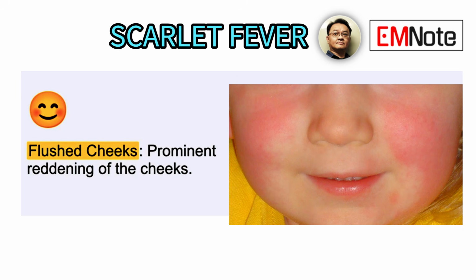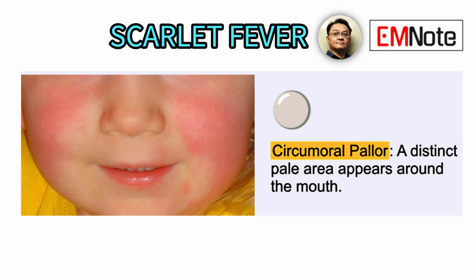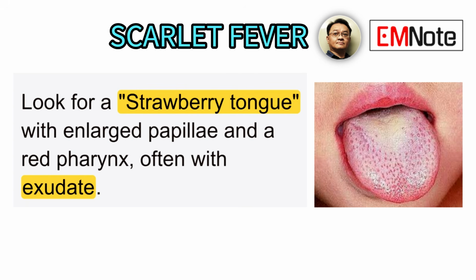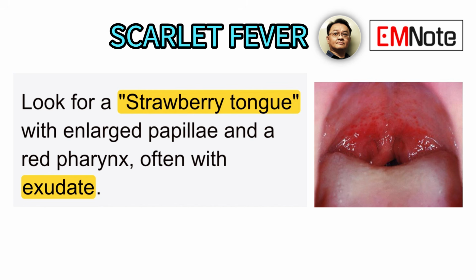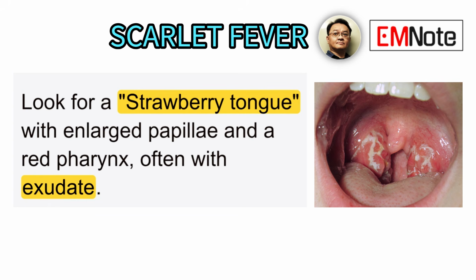When you look at the patient's face, there are 2 key signs to watch for. First, you'll see flushed red cheeks, but this contrasts with a very noticeable pale area right around the mouth. That's what we call circumoral pallor. And inside the mouth, the classic finding is the strawberry tongue. Initially, it might have a white coat, but that peels away to reveal a bright red surface with these prominent enlarged papillae. You'll also typically see an erythematous pharynx, often with exudate on the tonsils.